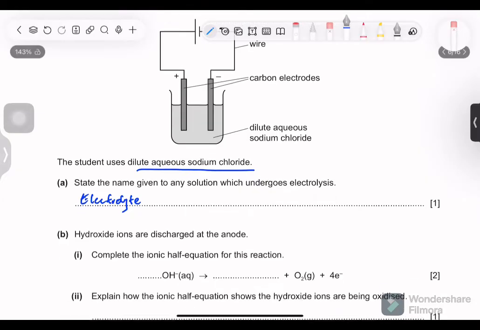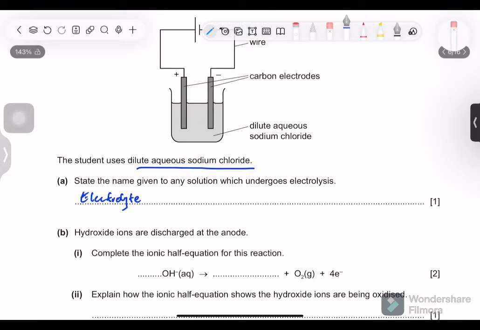So you should be remembering this as well completely. 4OH minus will give us oxygen and water.